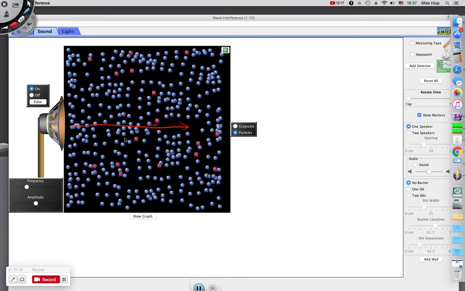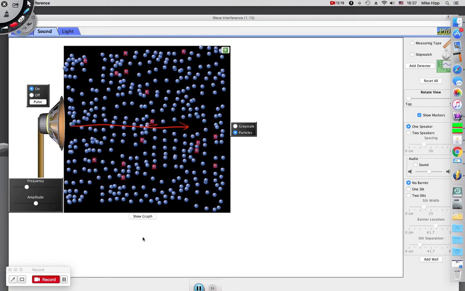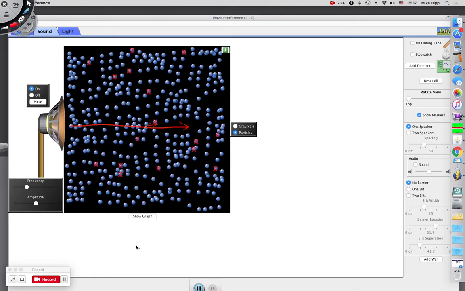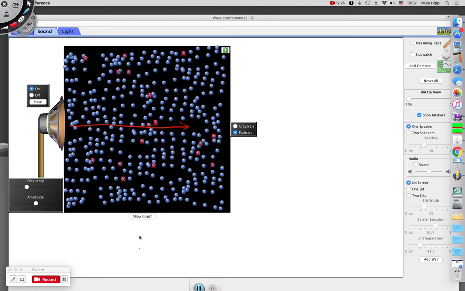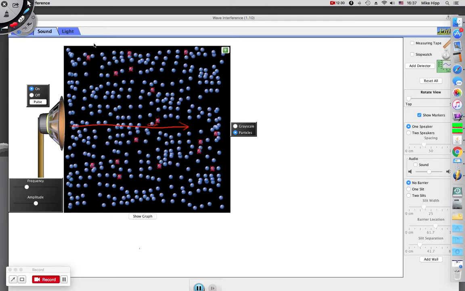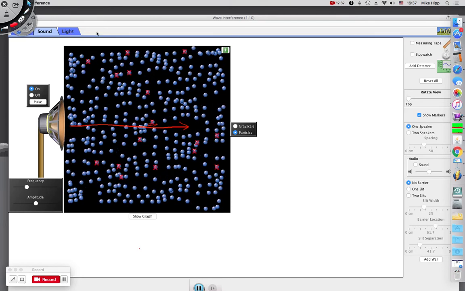So this is an example of a longitudinal wave, which is not transverse. Transverse is up and down when something goes right and left, or left and right when something goes up and down. It has to be perpendicular. Here, longitudinal means in the same direction. So that's different.